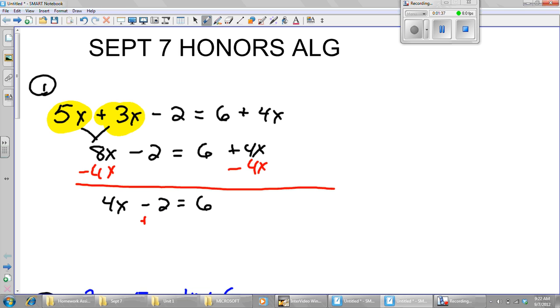Now we just have a simple two-step equation. I'll add 2 to each side. I'll get 4x equals 8, and x equals 2. I'll bet Hannah can tell you that I divided each side by 4.